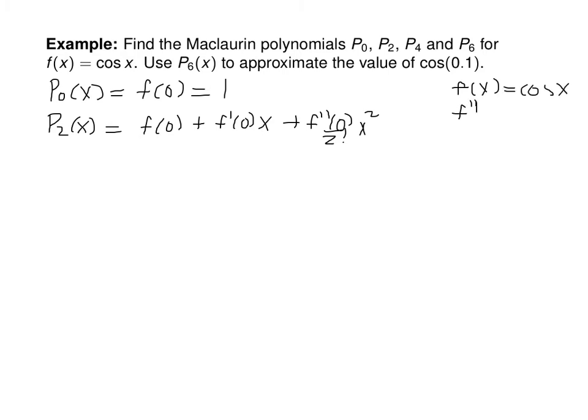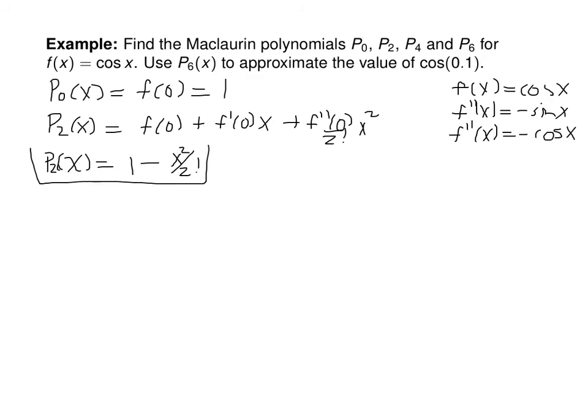The first derivative of cosine is negative sine. The second derivative will be negative cosine. And plugging in 2, that gives us that P2 of x is equal to, so f of 0 is cosine of 0, which is 1. Then f prime of 0, sine of 0 is 0, so that term will be gone. We'll have 1 minus x squared over 2 factorial. So there's the second degree Taylor polynomial.